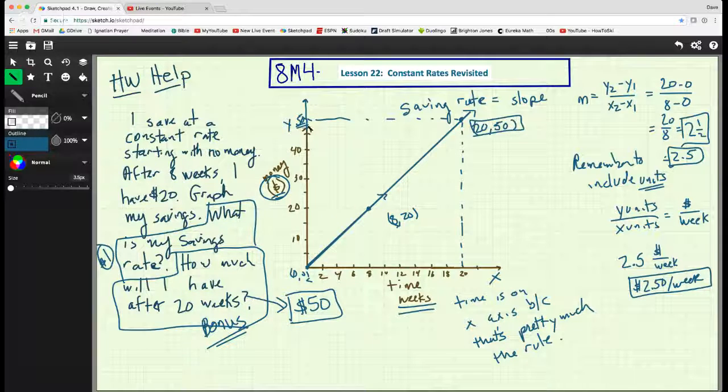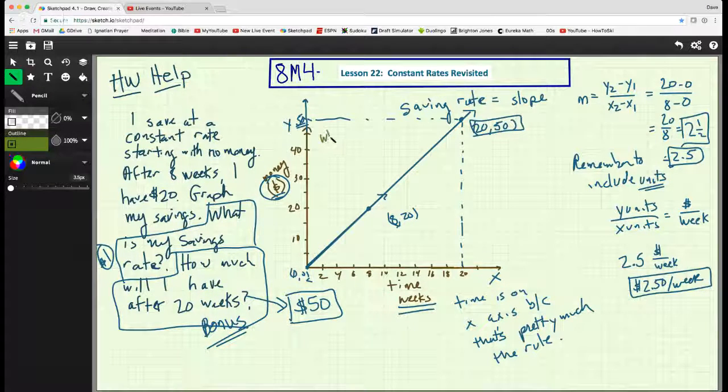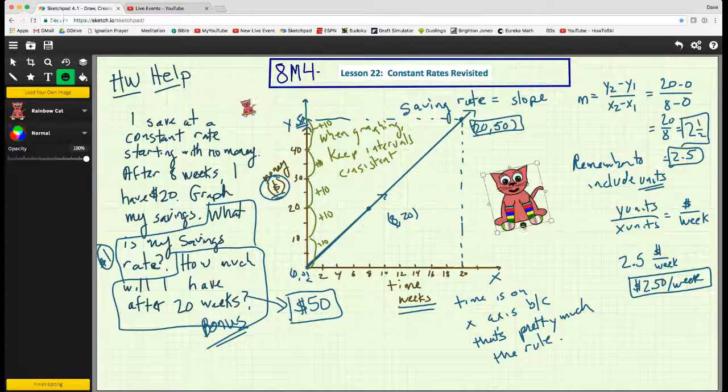And I guess this mistake that I just made, I have to highlight a key point. Whenever you're graphing, we'll do this in green. When graphing, keep intervals consistent. So if this 4 boxes is plus 10, then every time these distances have to be the same. Plus 10. Very good. Happy cat, happy cat, happy cat.